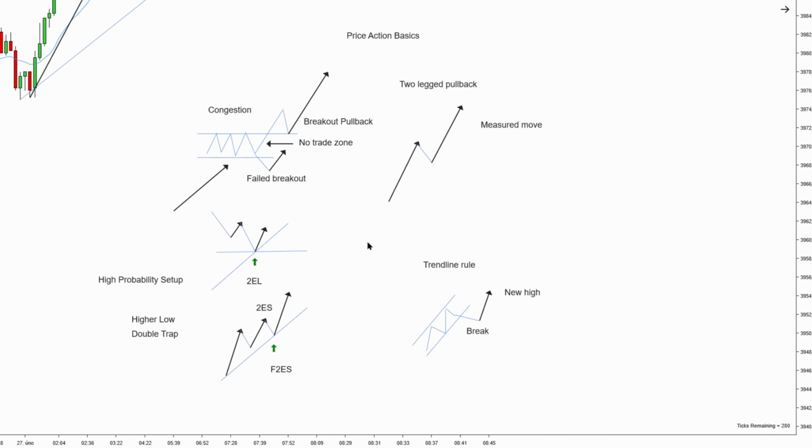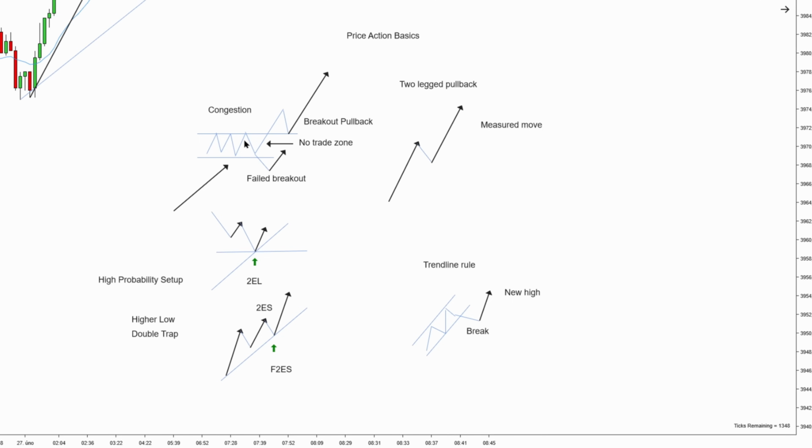Before we dive into today's lesson, I'm going to quickly talk about a couple of price action basics that are going to be paramount to understand for today's lesson. First, top left, we have a congestion, which is just a bunch of bars stacked right next to each other without a clear direction. Once you see 4 or 5 bars stacked right next to each other, and the EMA is generally in the middle of these bars, this is a no trade zone.